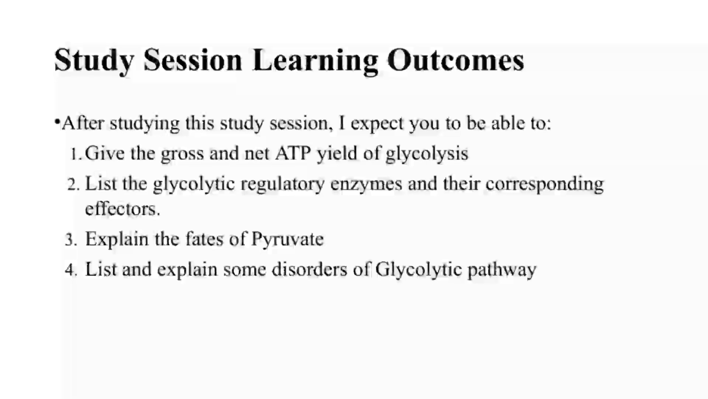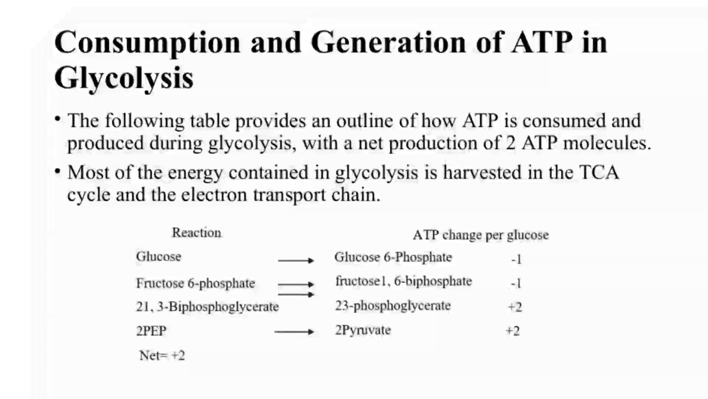Let's take a closer look at how ATP is both consumed and produced during glycolysis. As you can see in this table, the process results in a net gain of 2 ATP molecules. It's important to understand that while some ATP is used up early on, the overall process generates more energy than it consumes. Most of the energy we extract from glycolysis isn't stored there. Instead, it's harvested later in the TCA cycle and the electron transport chain.